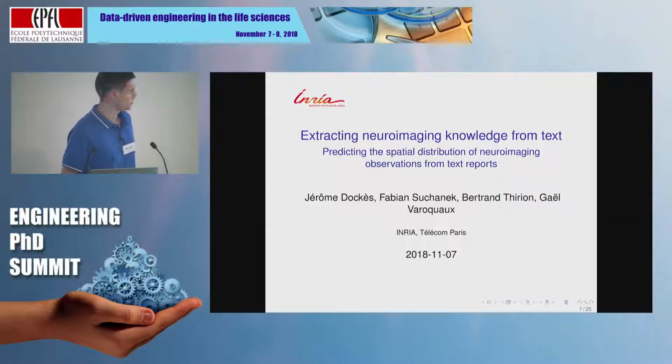So my name is Jérôme, and I work at INAIA with my supervisors, Fabien Souchanek, Bertrand Thirion, and Gaël Varocco. And I'm going to talk about our work on extracting information about the brain from the neuroimaging literature, and more specifically about finding the statistical link between the text that appears in a neuroscience publication and the brain regions that they are describing.